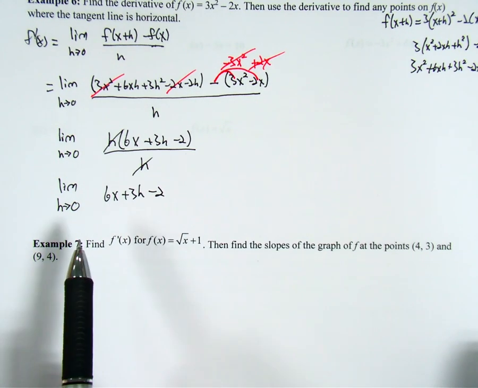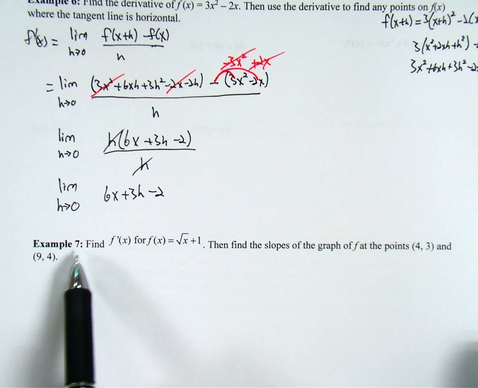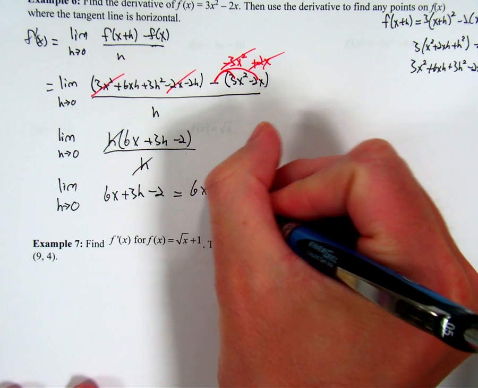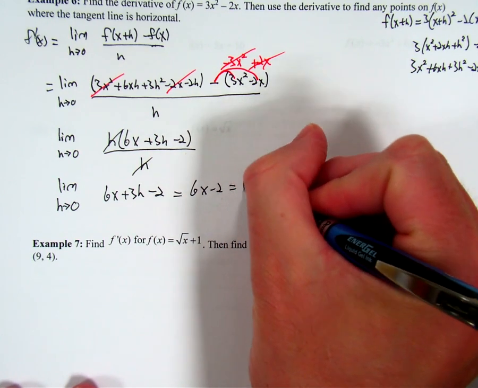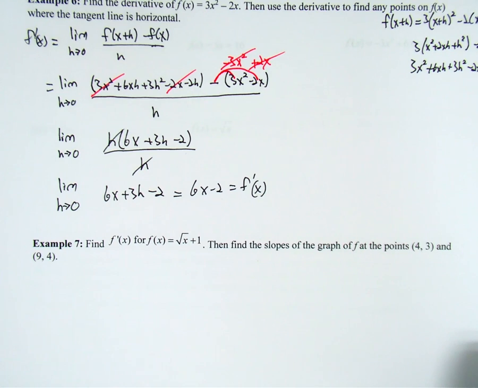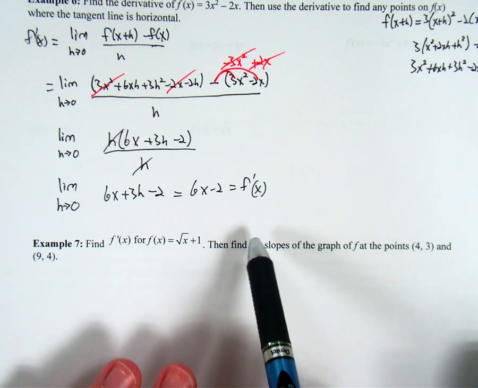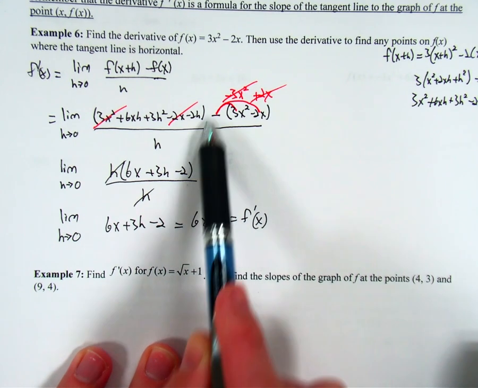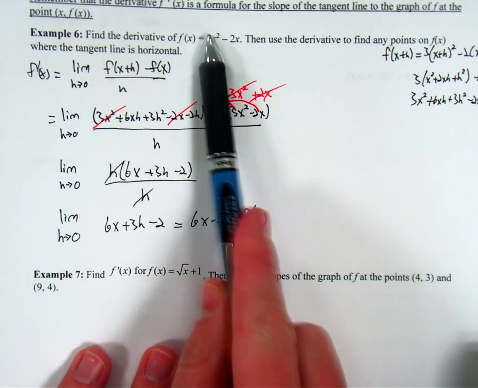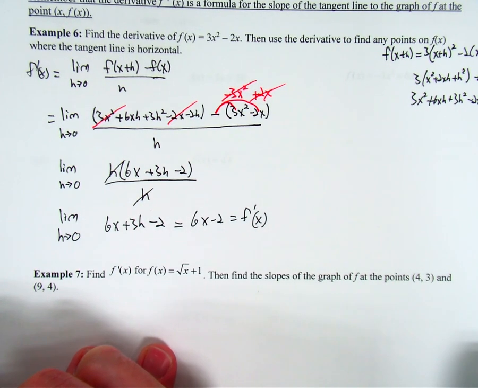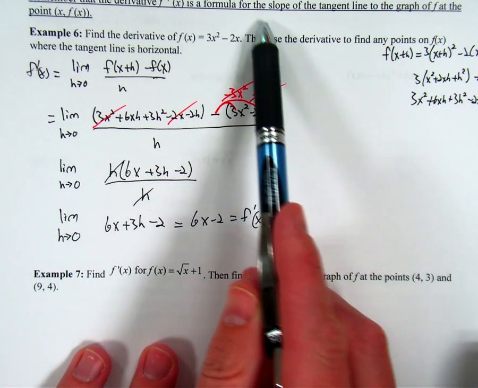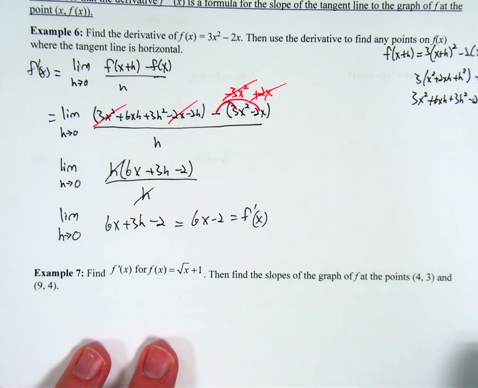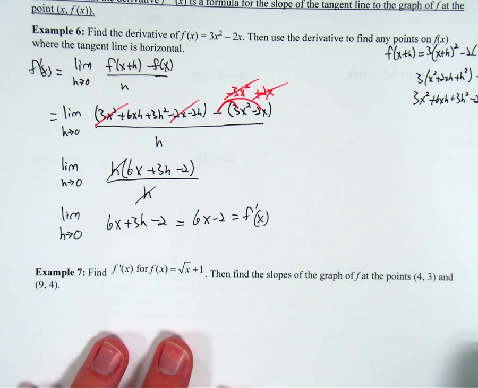Okay, the limit as h goes to 0 of 6x plus 3h minus 2. So if h goes to 0, 3 times 0 is 0, and we're left with just 6x minus 2 for our derivative f prime of x. Okay, now knowing that it's 6x minus 2, how do you suppose I could look at that and tell you it was 6x minus 2? How does this quickly turn into 6x minus 2? Think about that. Alright?